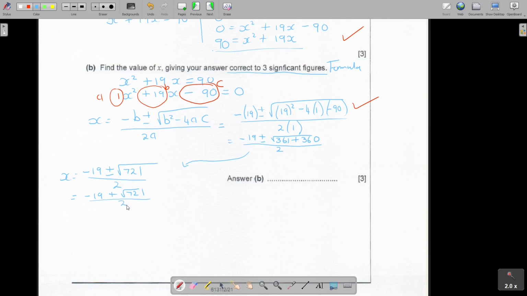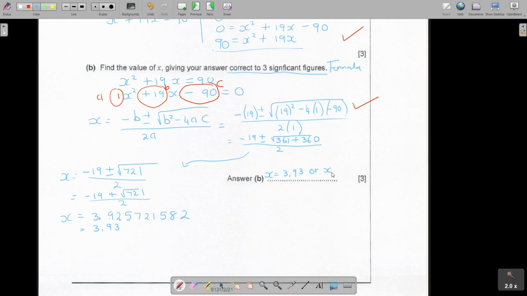Now remember what they said. They want you to write down the full calculator display first. So if I write the full calculator display, I get 3.925721582. If I approximate to 3 decimal places, the 5 makes it a 3, so it's 3.93. So I already know x is 3.93, or x is, okay, now I'm going to do the other one.